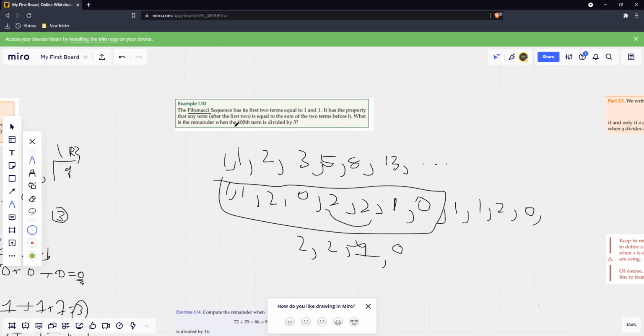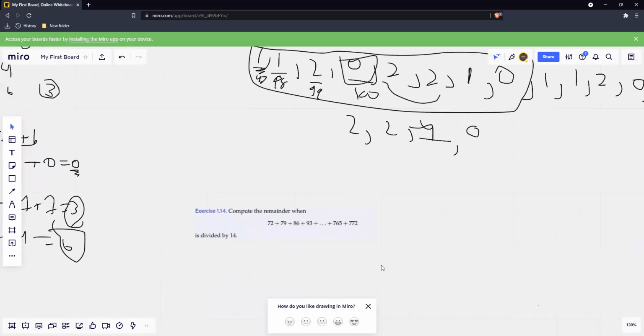Okay, so let's see if we keep on dividing by 8. We know that 8 times 12 is 96. So we know that 0 is going to be the 96th term. Then the 97th term is this, then this is going to be the 98th term, 99 and 100. And what does this say? This is 0, right? So therefore, we know that the remainder when the 100th term is divided by 3 is 0. That's the answer.